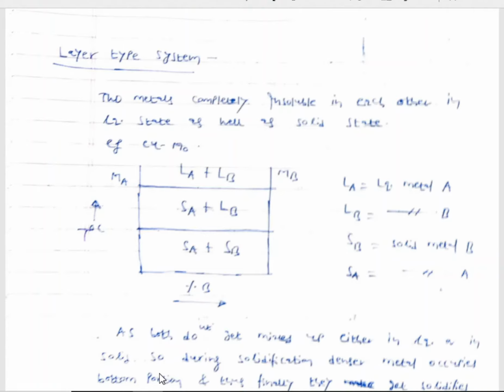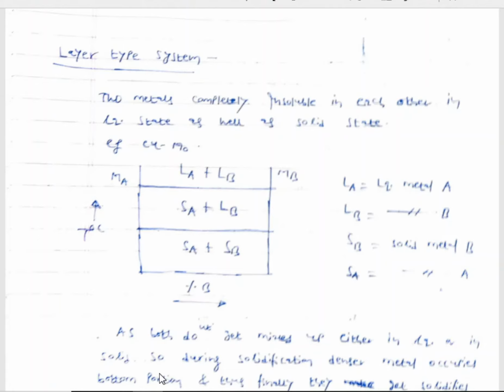After heating the mixture up to the melting point of the element which has the higher melting point than the other one, that will be the point where both will be in the liquid state. Both liquids will be separated from each other because both are insoluble in each other in liquid state. As soon as the temperature is decreased below the melting point of any one of the metals, the solid particles of that metal will start to come out of the liquid mixture. So it will now become Sa plus Lb.